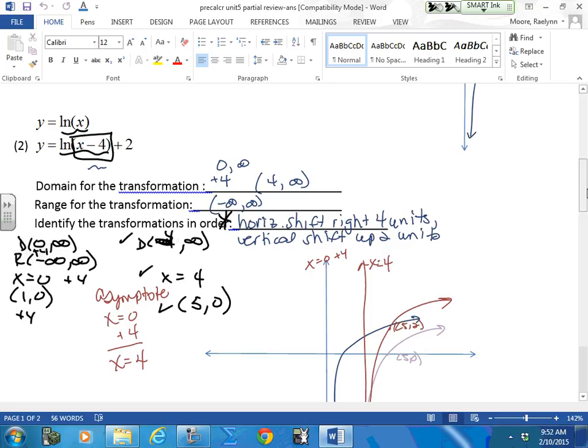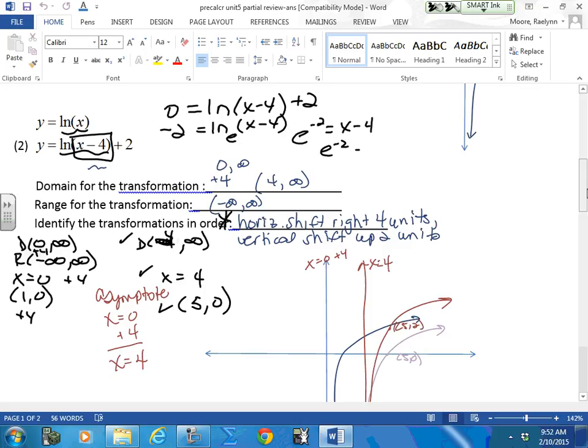And if you want to solve your x-intercept algebraically, don't forget to set your y to 0, and you can do this. Subtract 2. Flip this to an exponential equation. Log equals exponent, base e, log equals the exponent. e to the negative 2, and add 4. Okay. Solve it algebraically. Make sure you use the right words to describe your transformations.